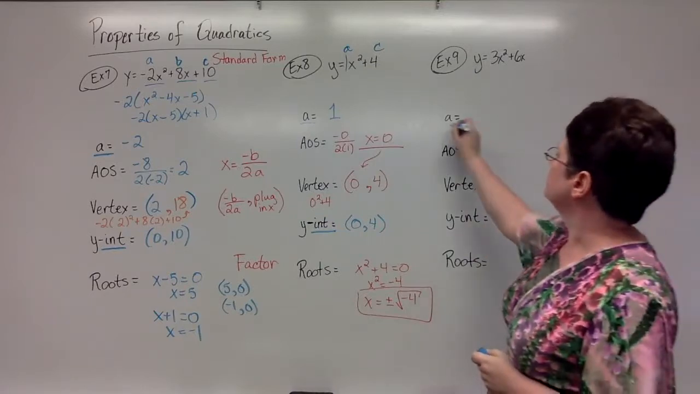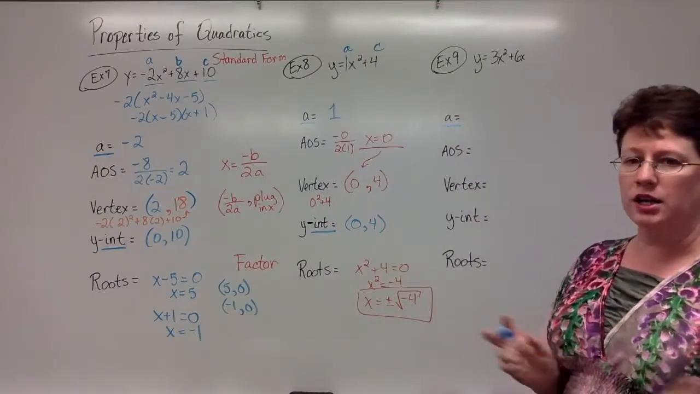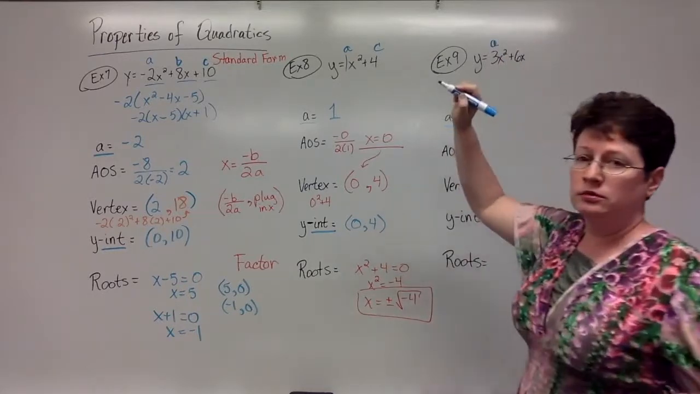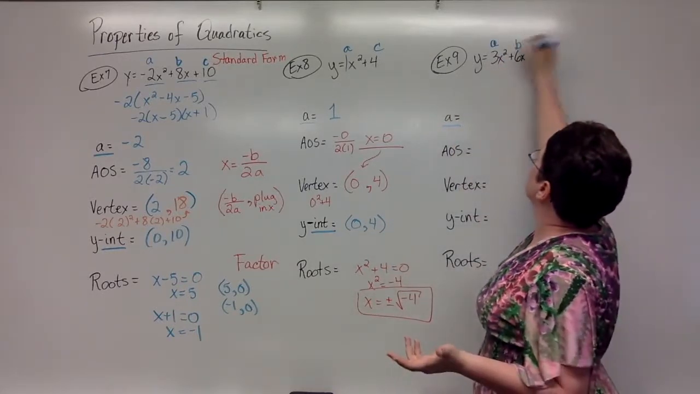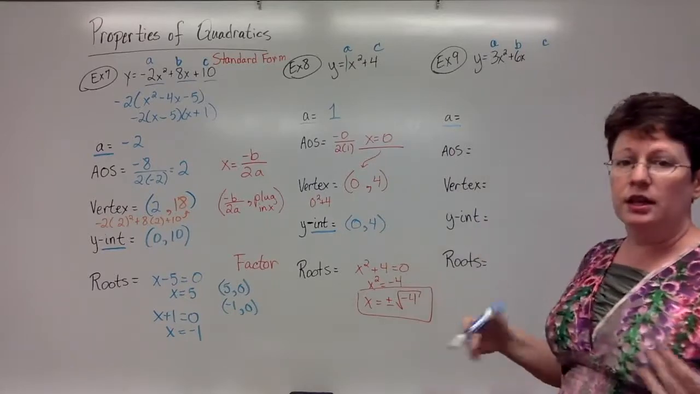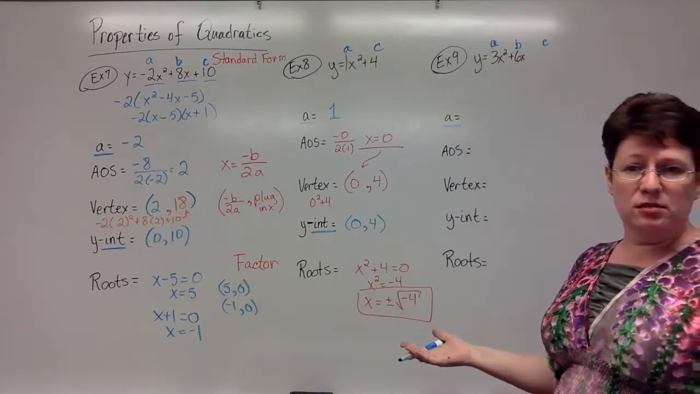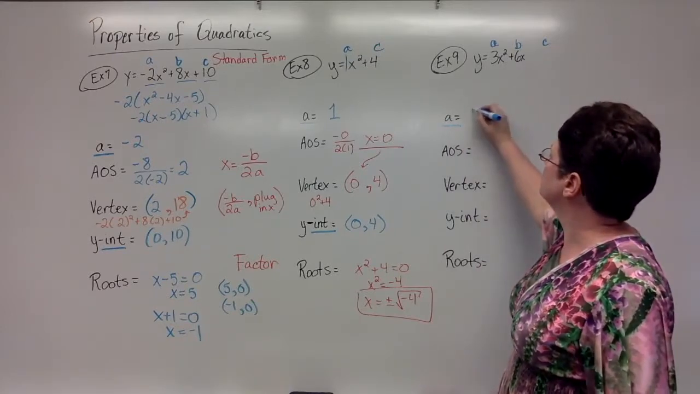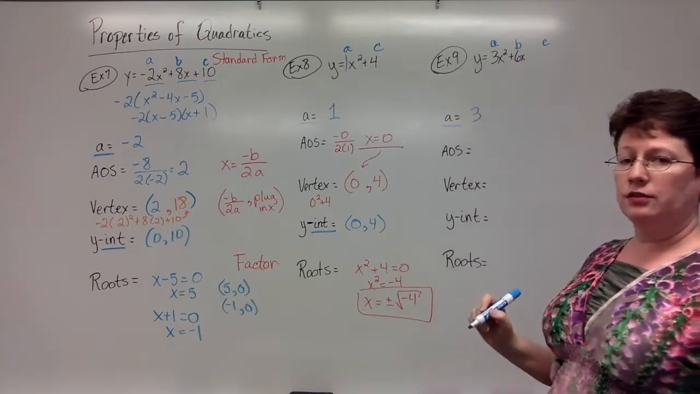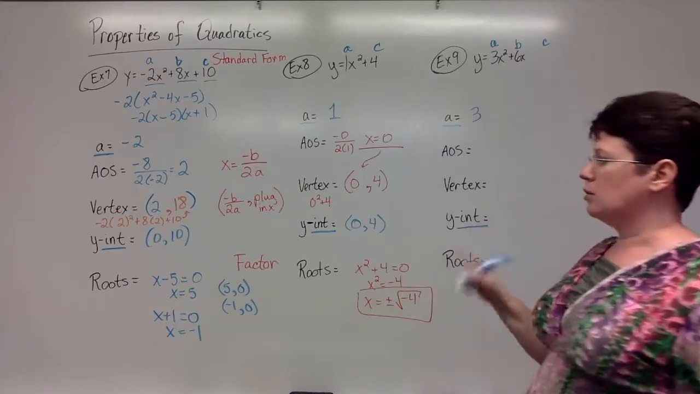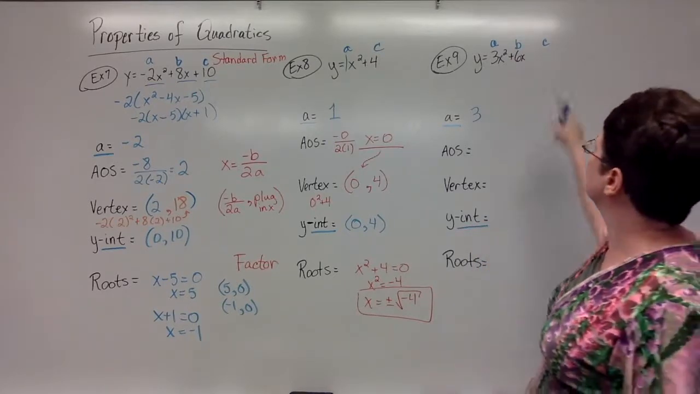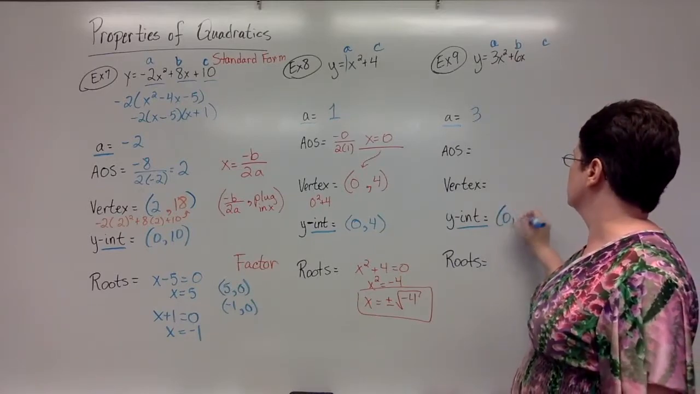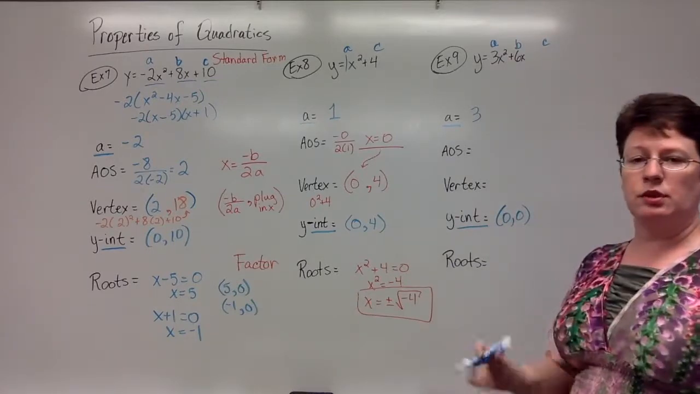Example 9. A. All you gotta do is look. Where is it at? In front of x squared, okay? The b is in front of the x. C is the constant. If it's not there, it's a 0. No big deal. So what is A? A is 3. Easy enough. Y-intercept. The y-intercept is the C. C is 0. So my y-intercept is (0, 0).